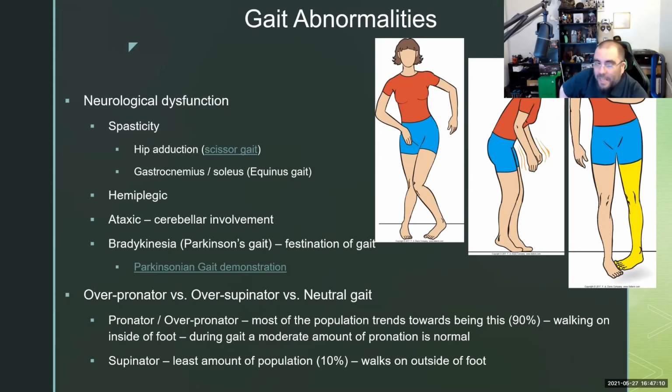We usually are neutral to pronator runners. About 90% of the population trends to a pronator to an overpronator. That's walking on the inside of the foot. Versus 10% are supinators. Or as one of my instructors calls them, the supinators, because they eat a lot of supper. I don't know. They walk on the outside of the foot. There are plenty of orthotics and shoes for overpronators. Why do you think that is? Because 90% of the population has it. So they'll make pronation control shoes. If only 10% of the population has underpronation or oversupination, they don't make a lot of shoes for them.